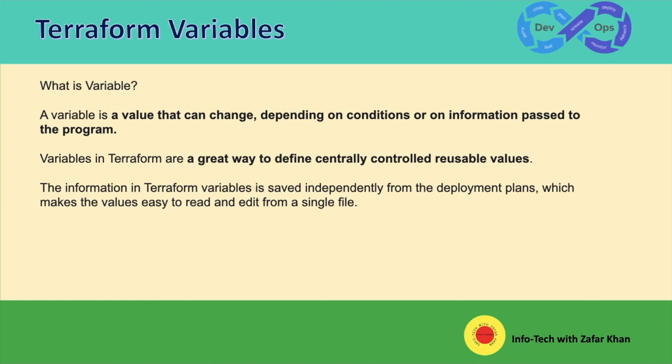The information in a Terraform variable is saved independently from the deployment plan, which makes the value easy to read and edit from a single file. You now have enough Terraform knowledge to create useful configuration, but the examples so far have used hard-coded values. Terraform configuration can include variables to make your configuration more dynamic and flexible.